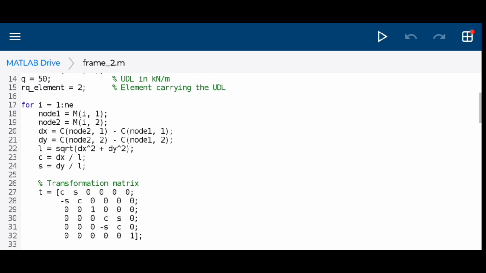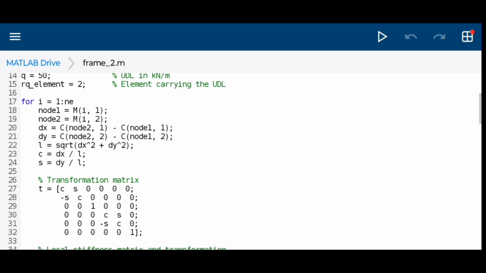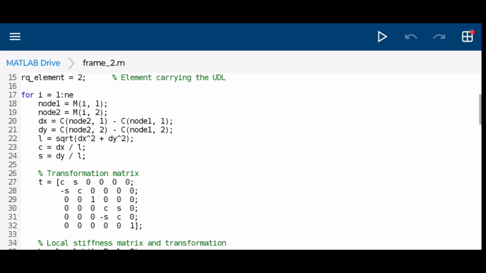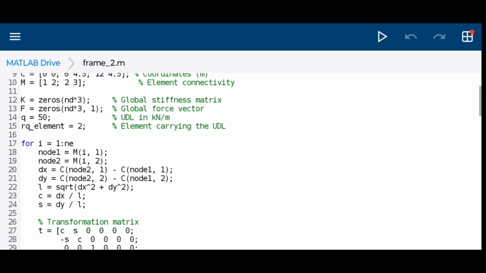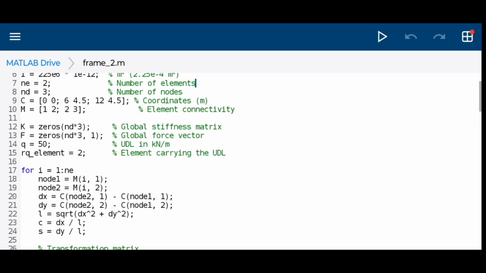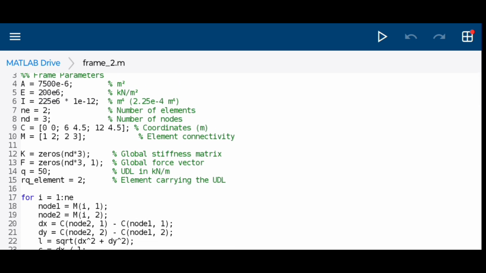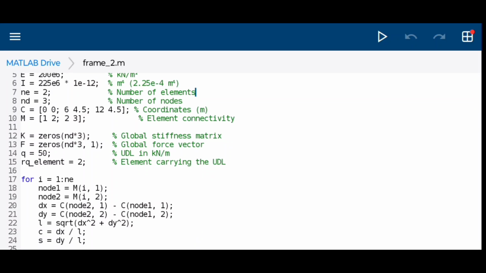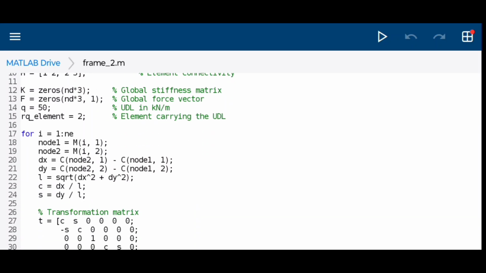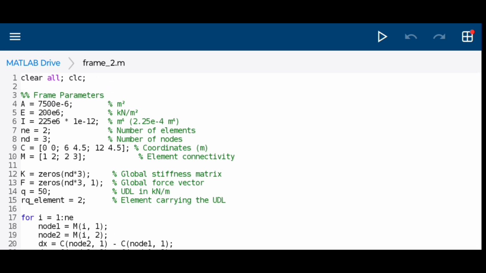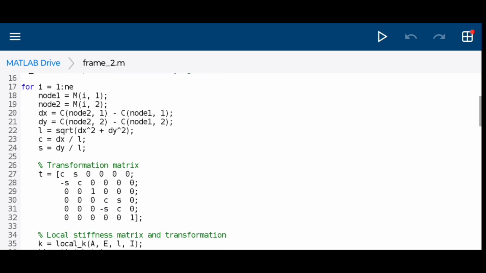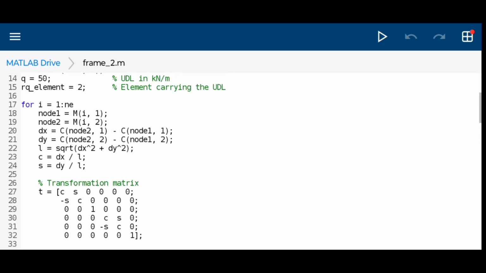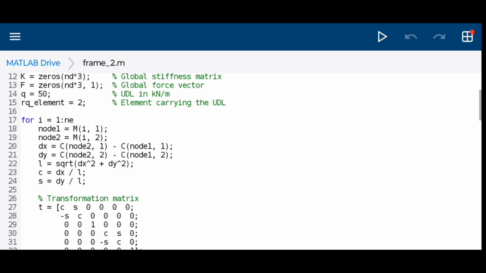Now we are moving on to the for loop, which will go from 1 to the number of elements. Node 1 is m11, which is the element connectivity part, so m11 equals 1 and m12 equals 2. So for the first element we get node 1, that is 1, and node 2, that is 2. After getting these nodes, we will directly get dx and dy, that is x2 minus x1, and dy is y2 minus y1.